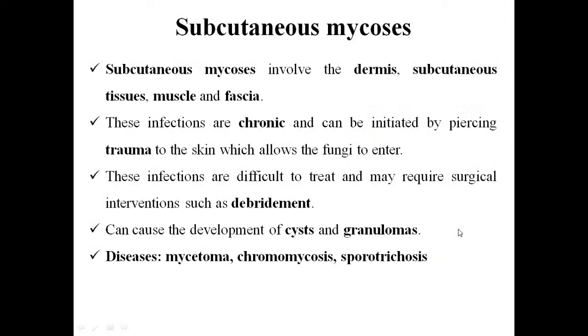Another group of mycoses are subcutaneous mycoses. We have just talked about keratomycosis and dermatomycosis that are included in one group, superficial mycosis. And now let's talk about subcutaneous mycosis. Subcutaneous mycosis involves the dermis, subcutaneous tissues, muscle and fascia. These infections are chronic and can be initiated by piercing trauma to the skin, which allows the fungi to enter. So the main source of subcutaneous mycosis is the environment, for example, soil.